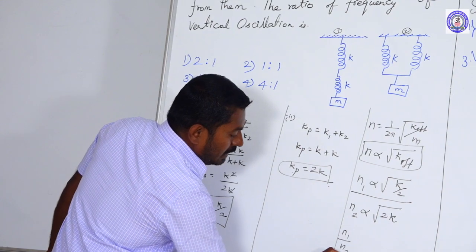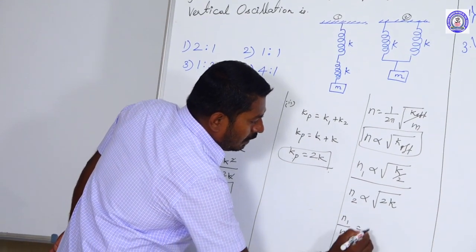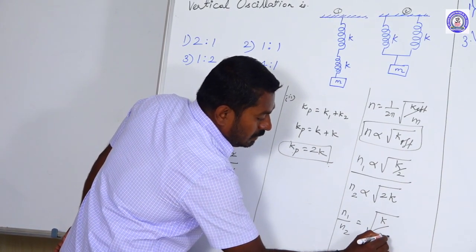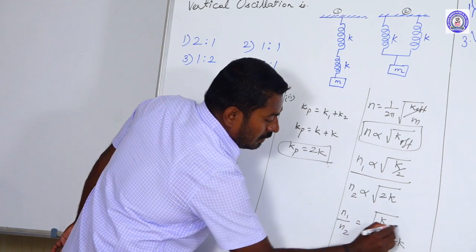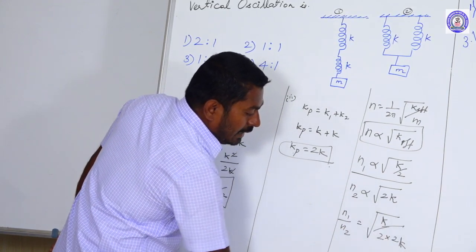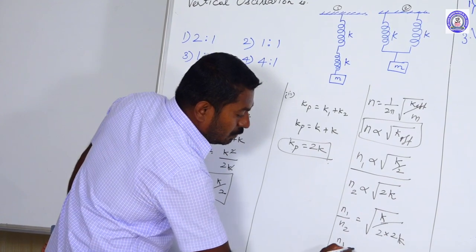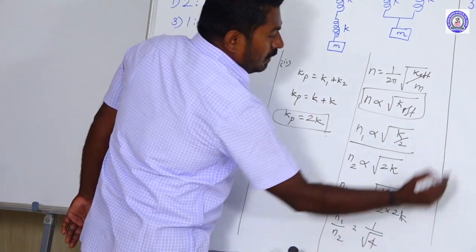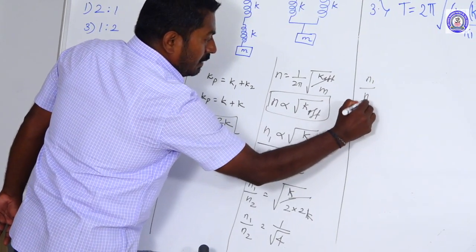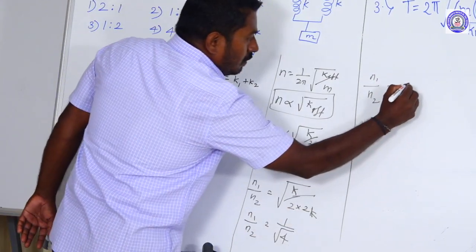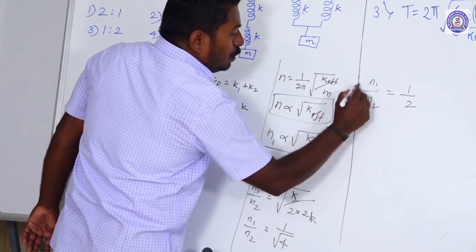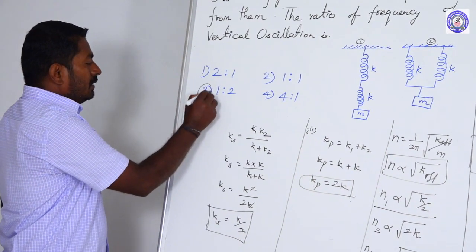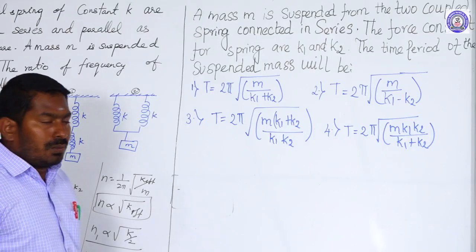So N1 divided by N2 is equal to the square root of K divided by 2, divided by 2K. So K gets cancelled. N1 divided by N2 is equal to 1 divided by root 4, which is 1 divided by 2. Then the ratio of frequency of vertical oscillation is 1:2. Third choice. So next question.